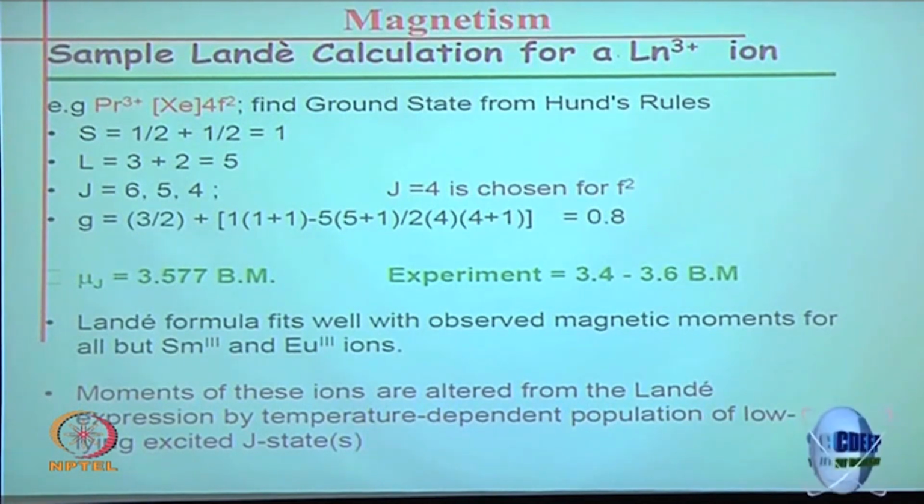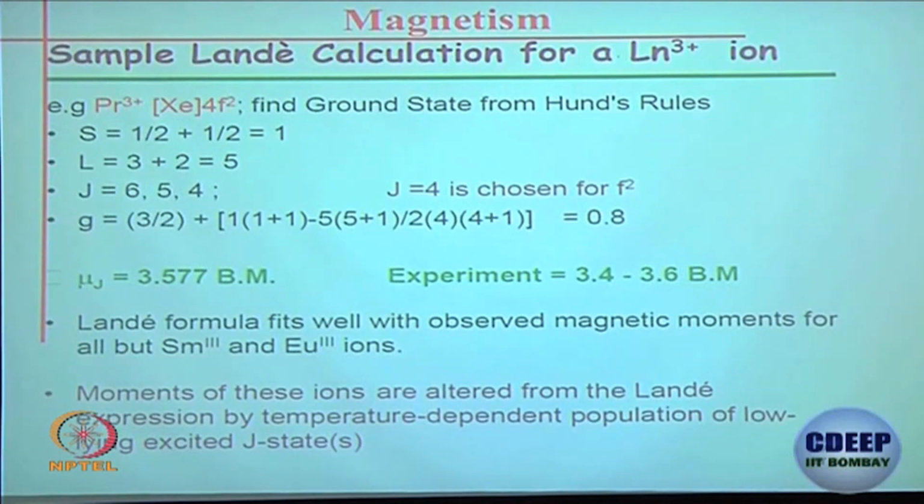Praseodymium 3 plus, I am saying that the electronic configuration is 4f2, okay? F2, can you calculate? Whoever knows it, calculate. Whoever hasn't heard this before, stay with me, I will explain. Now f2 means 2 unpaired electrons, right? 2 unpaired electrons means spin equals half plus half, total S equals 1. Are you following me?